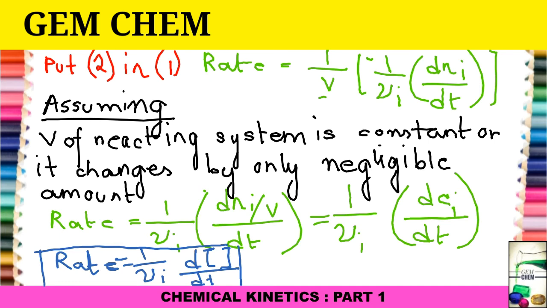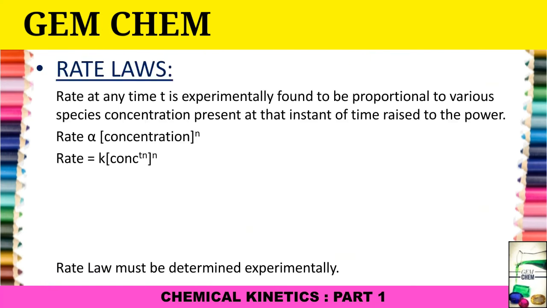Now we will deal with rate laws. So let us see. Now rate law at any time t is experimentally found to be proportional to various species concentrations present at that instant of time raised to some power. So it is actually concentration raised to the power something. Okay. And rate law must always be determined experimentally. It cannot be obtained from seeing the reaction mechanism.